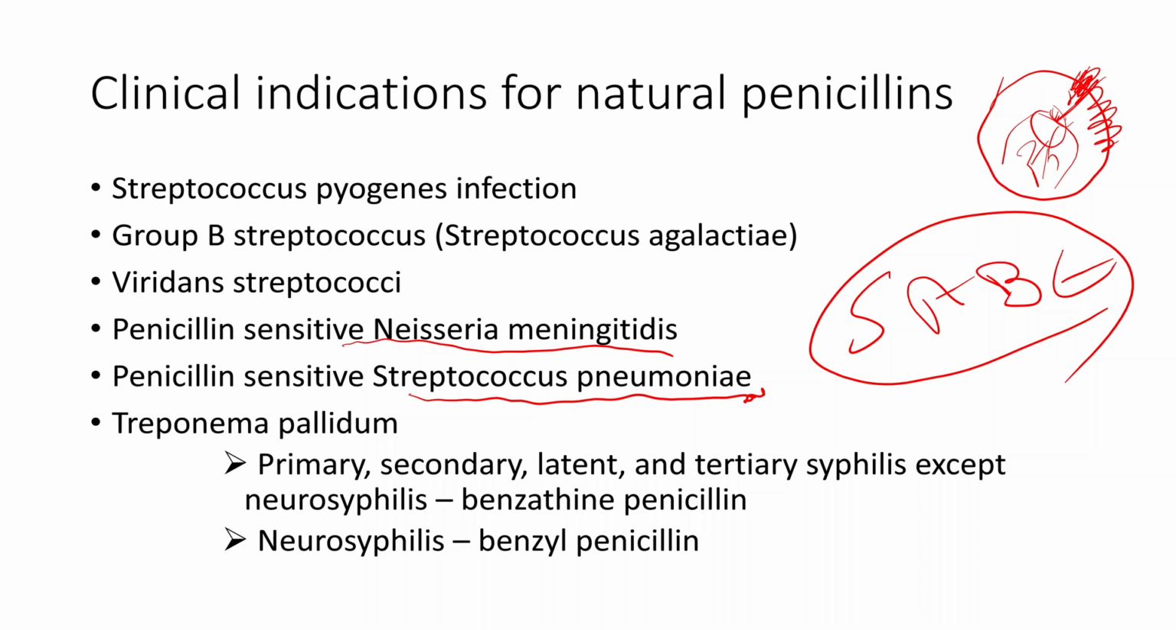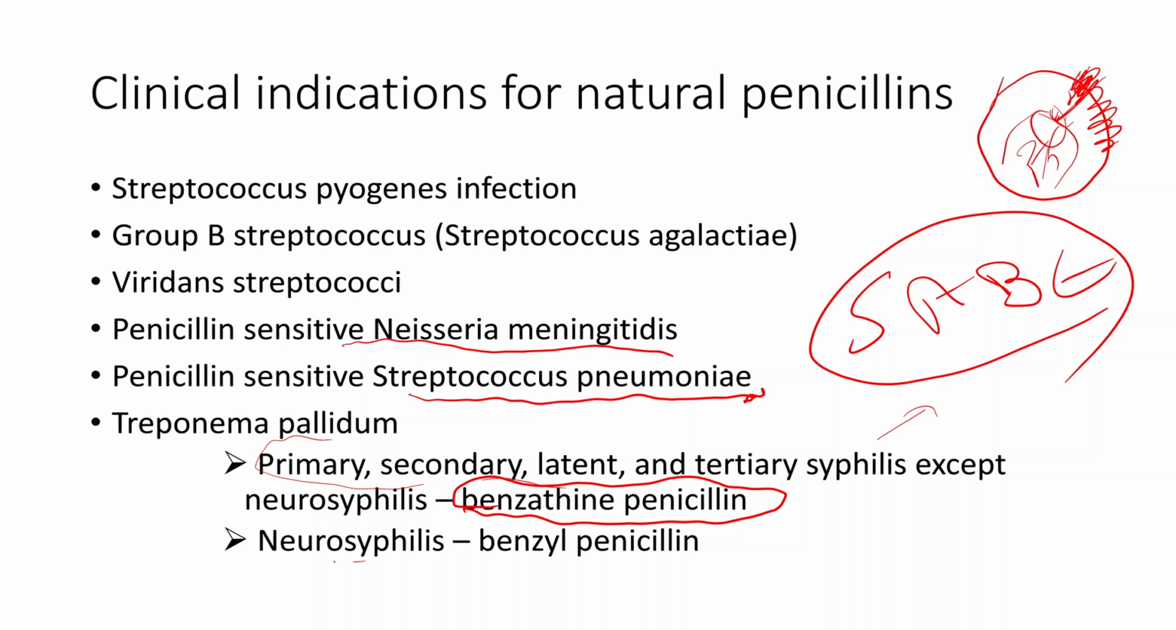Then Treponema pallidum, syphilis. Right? All stages of syphilis except neurosyphilis, drug of choice is benzathine penicillin, the long acting one. Right? Long acting one, but you give it intramuscular. Primary, secondary, latent, right? We give only one dose of benzathine. That's it. Tertiary syphilis, other than neurosyphilis, gummatous syphilis, cardiovascular syphilis, right? We give again benzathine penicillin.